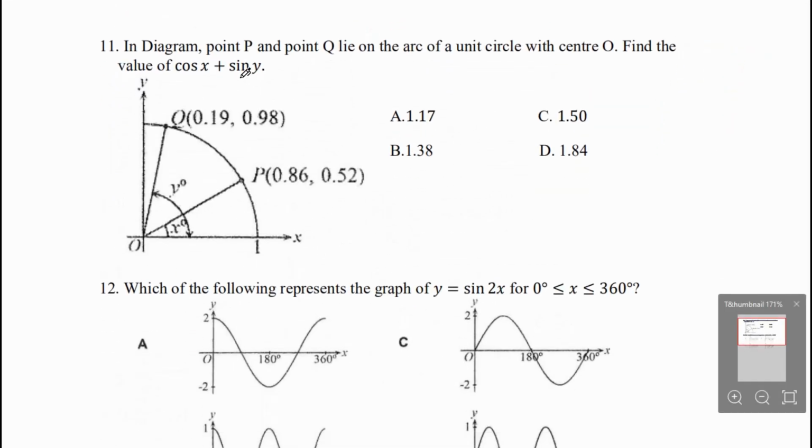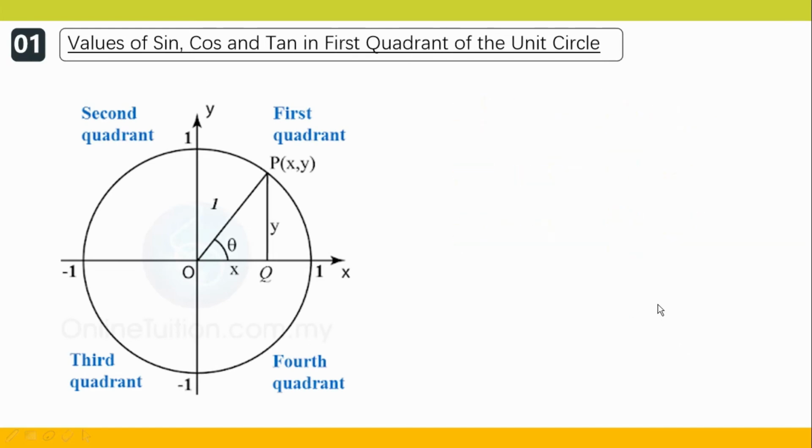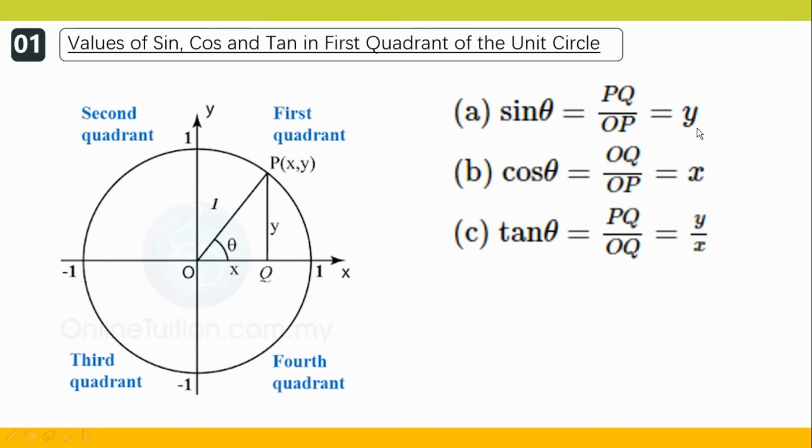Number 11. Point P and point Q lie on the arc. Find the value of cosine x plus sine y. Okay, there's another method for us to find the cosine, sine, and tangent if we are given the unit circle. Unit circle means the radius is 1. So we have 1 here, negative 1 here. To find sine theta, this is the theta. So sine theta will equal PQ over OP. This is unit circle, so the radius always equals 1. So OP equals 1 and PQ equals the y coordinate here. So sine theta will equal y.